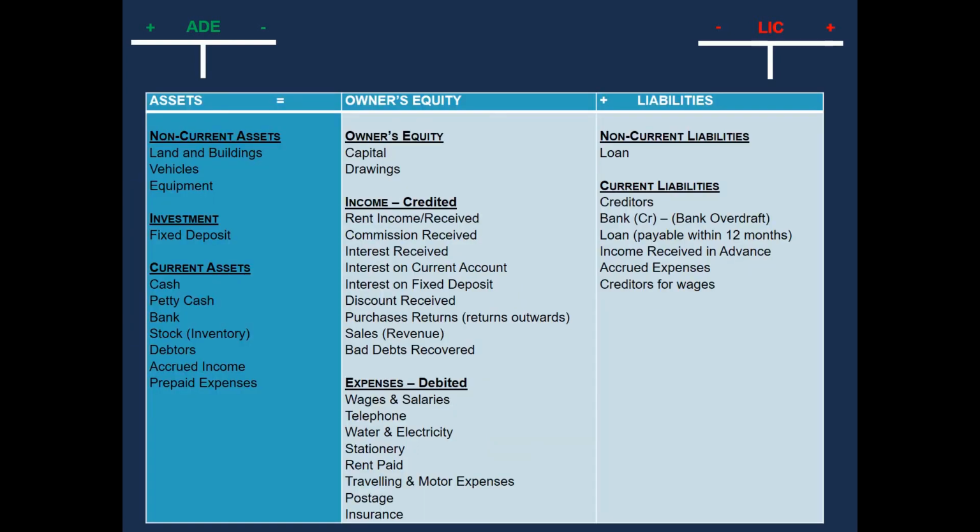So to wrap up income and expenses, remember that expenses increase on the debit side and income increases on the credit side. Let's move on to the next transaction.